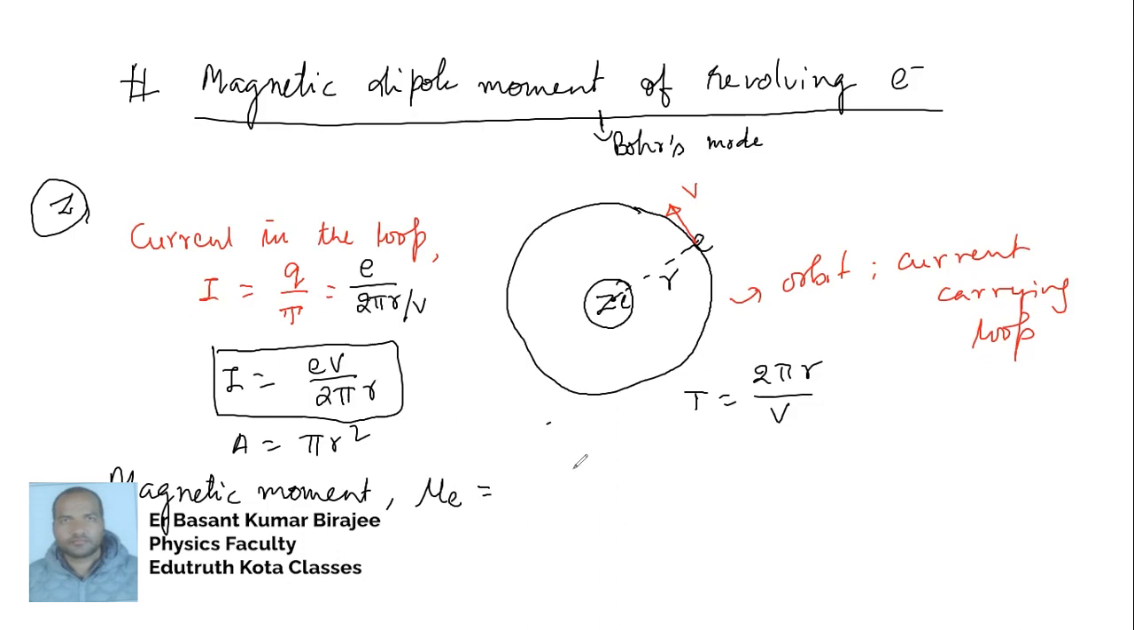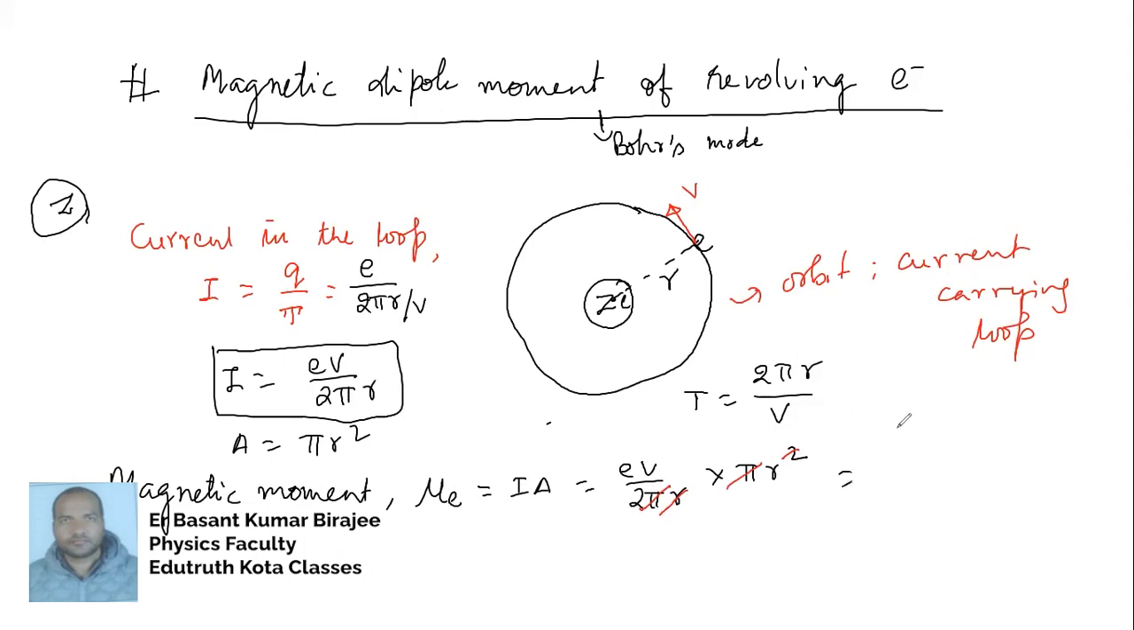Current times area, you already studied. You have only one loop here, so it is current into area. You have the value of current as eV by 2 pi r, and you know the value of area, pi r square. How much is left? The r cancels out, pi cancels out. Then how much will be left here?